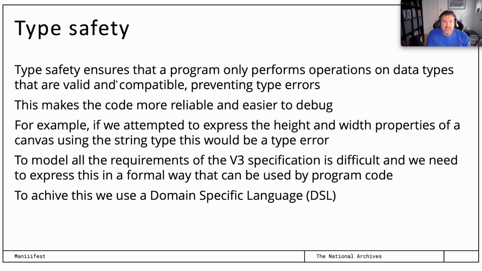So type safety is a way that we can ensure that a program only performs operations on data types that are valid and compatible. So if we take the canvas properties of height and width, we would expect those to be a numeric type and not, for example, a string type. That would be a type error.